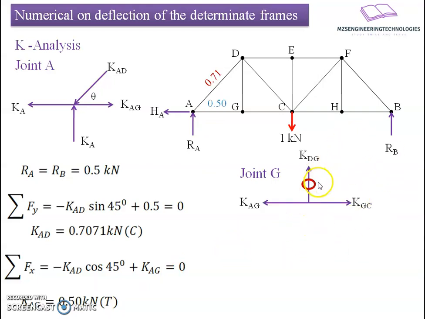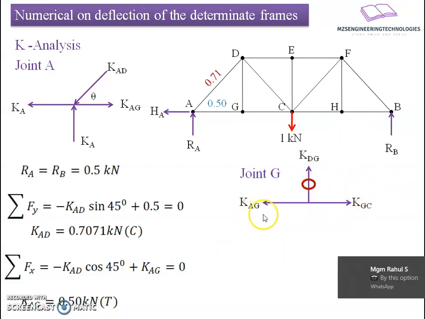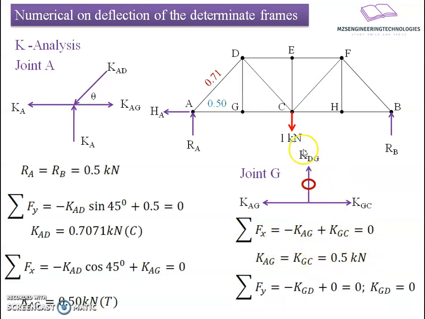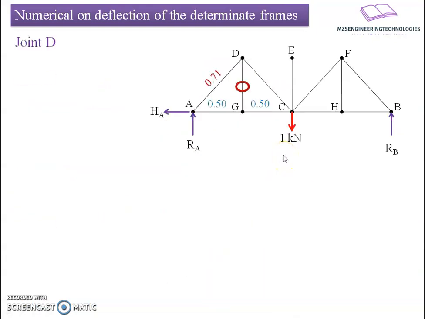In joint G, we have three forces here, KAG and KGC acting on the horizontal axis, whereas KDG is on the vertical axis. If I apply summation of forces along the horizontal axis, it comes to minus KAG plus KGC equals 0. It results into KAG equals KGC equals 0.5, whereas there is no vertical component to balance this member force. That's why the member force here will be 0. So we can say it is a zero force member, whereas member GC will have 0.5 tensile force. Now I'll move to the next joint D.